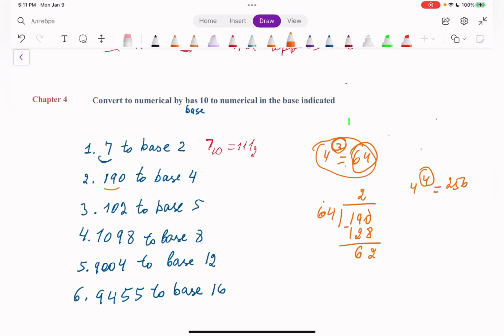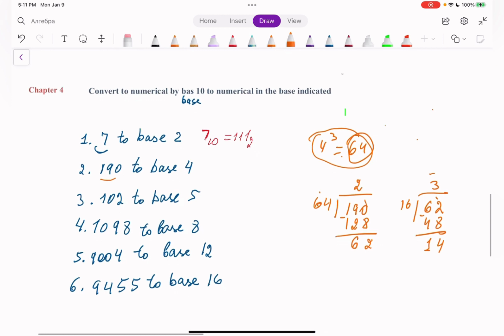Next, I'm taking this 62. Now, 4 to what power will get closest to 62? Let's see. Since 4 to power 3 is 64, that means it's going to be 4 to power 2, right? Which is 16. So I'm dividing by 16. How much is it going to be? 3 times, right? 3 times 16 is 48. The remainder is going to be 62 minus 48, which is 14.